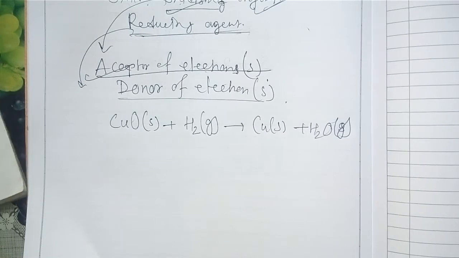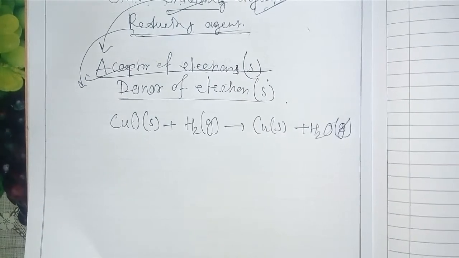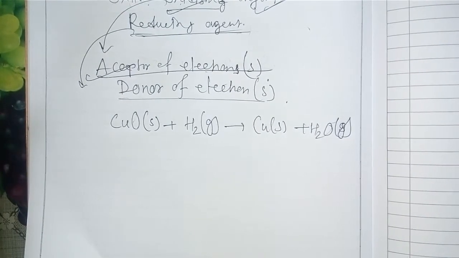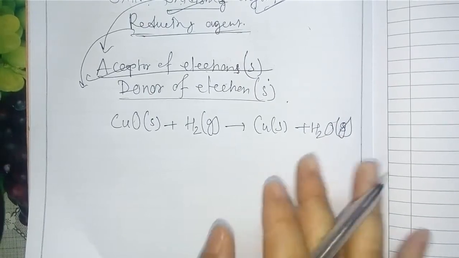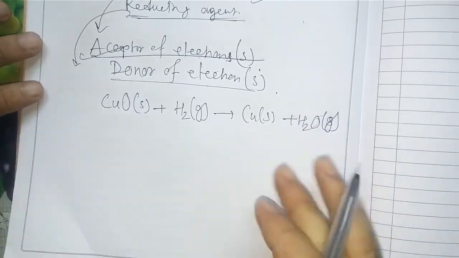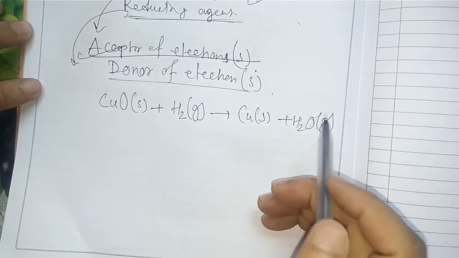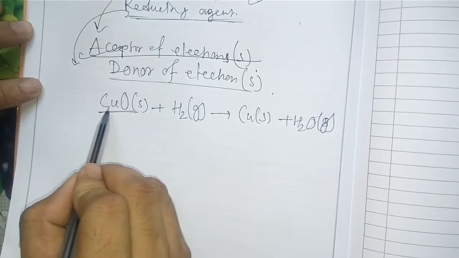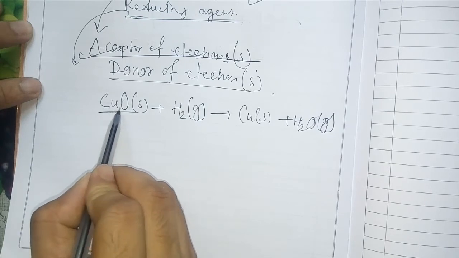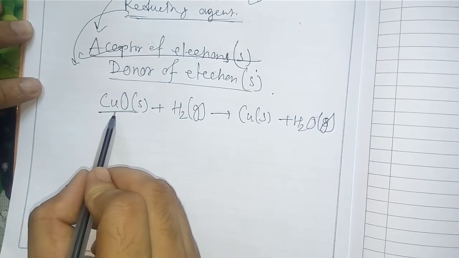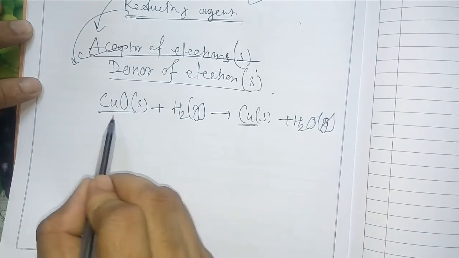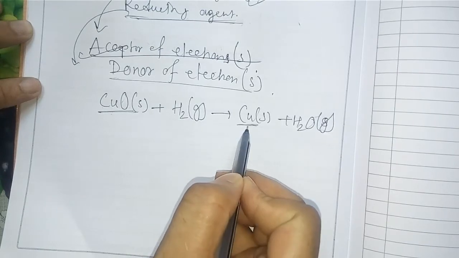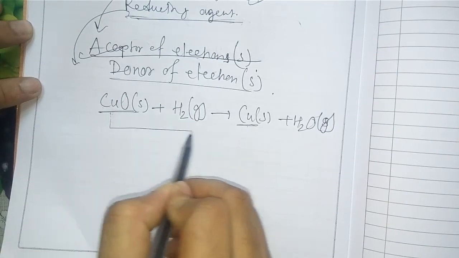Now which part is the oxidation part and which part is the reduction part? First of all we have to find out. So how to find out? According to the old concept, see, this one is a compound, copper oxide. The copper oxide changes to copper. Here, see, this one is what?